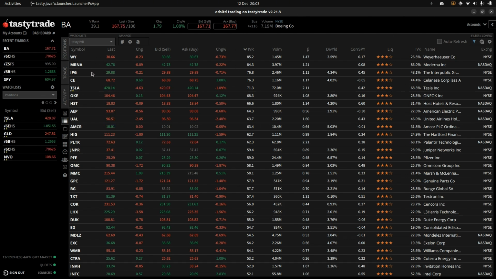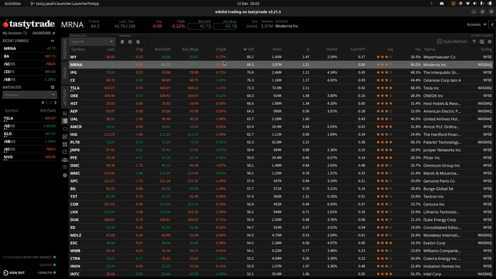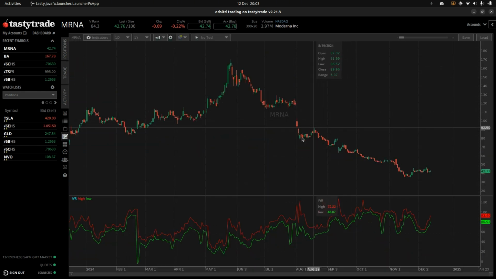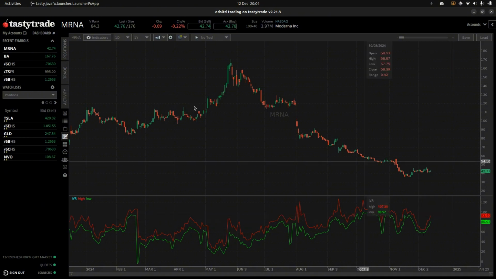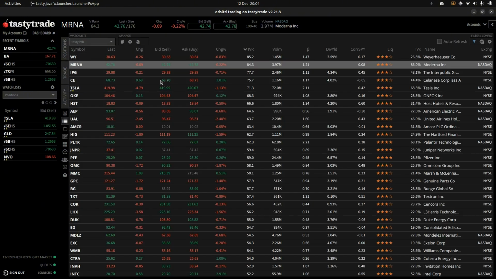So just going down the list here, I'm looking at mRNA. mRNA seems to be looking quite nice. It's trading at just under $43. It's got an IV rank of 84.3. If we just have a look at the chart here, as you can see, this is IVR, and IVR does seem to be elevated here. So this could be a position that we look at.